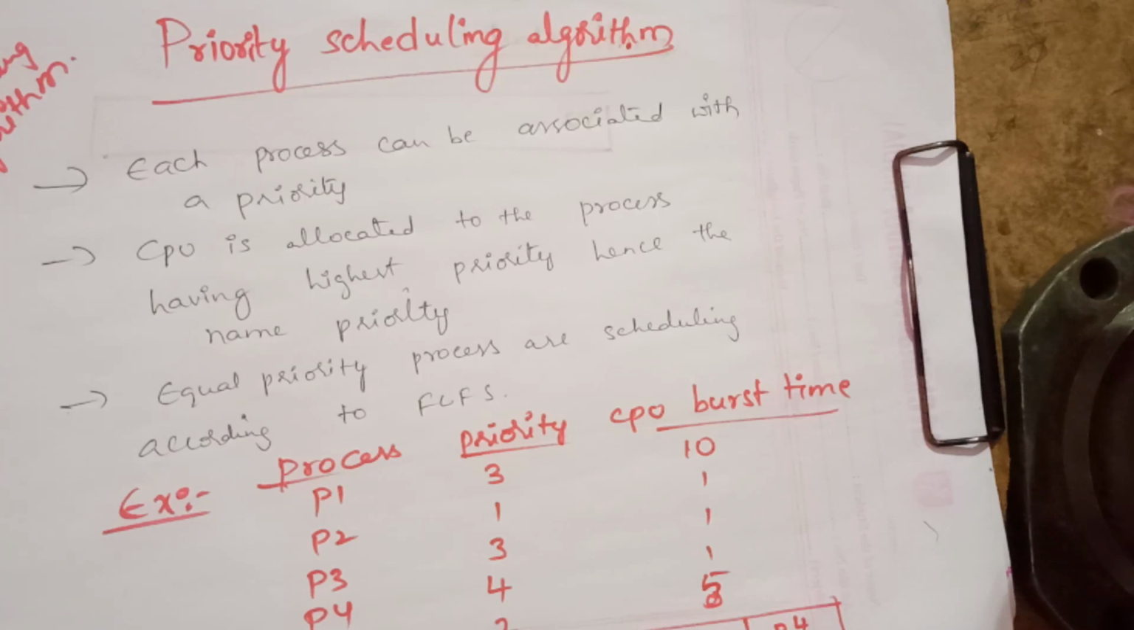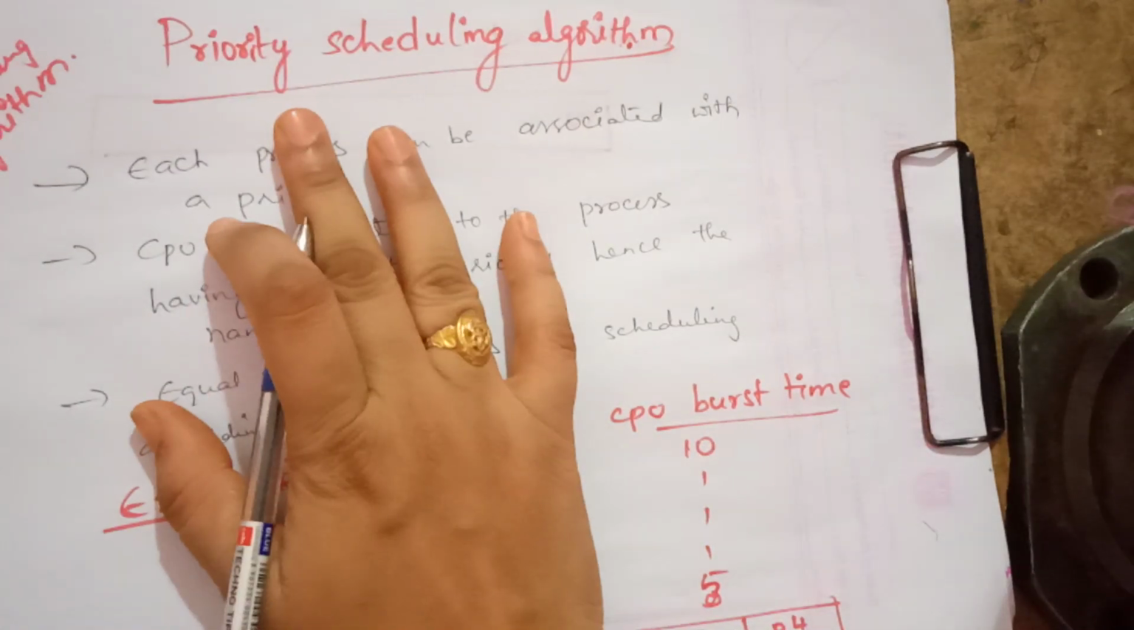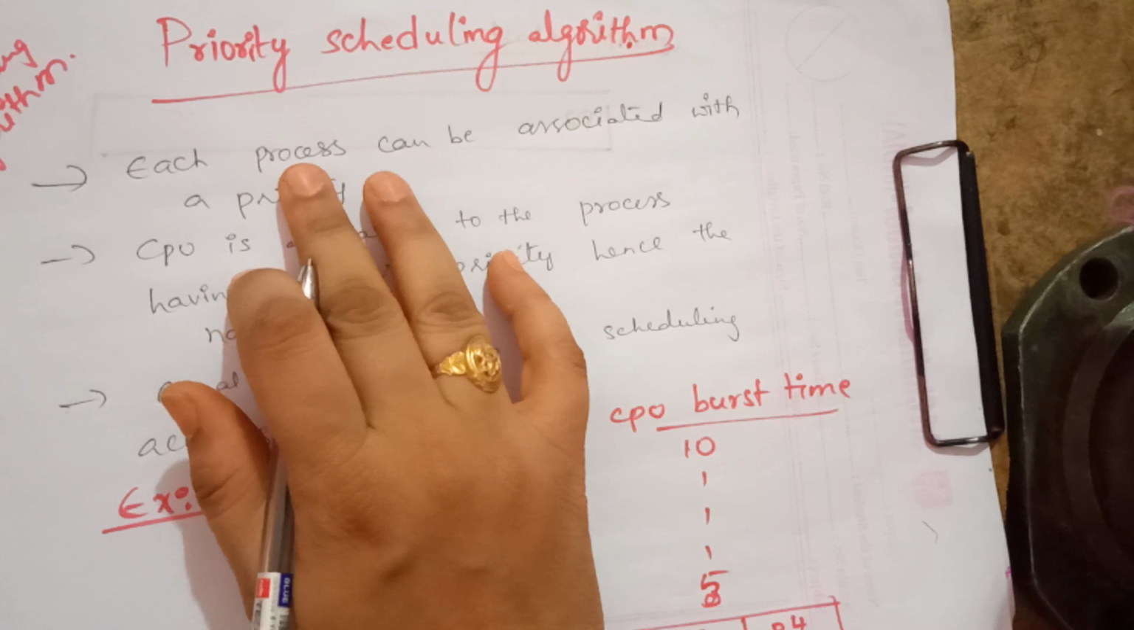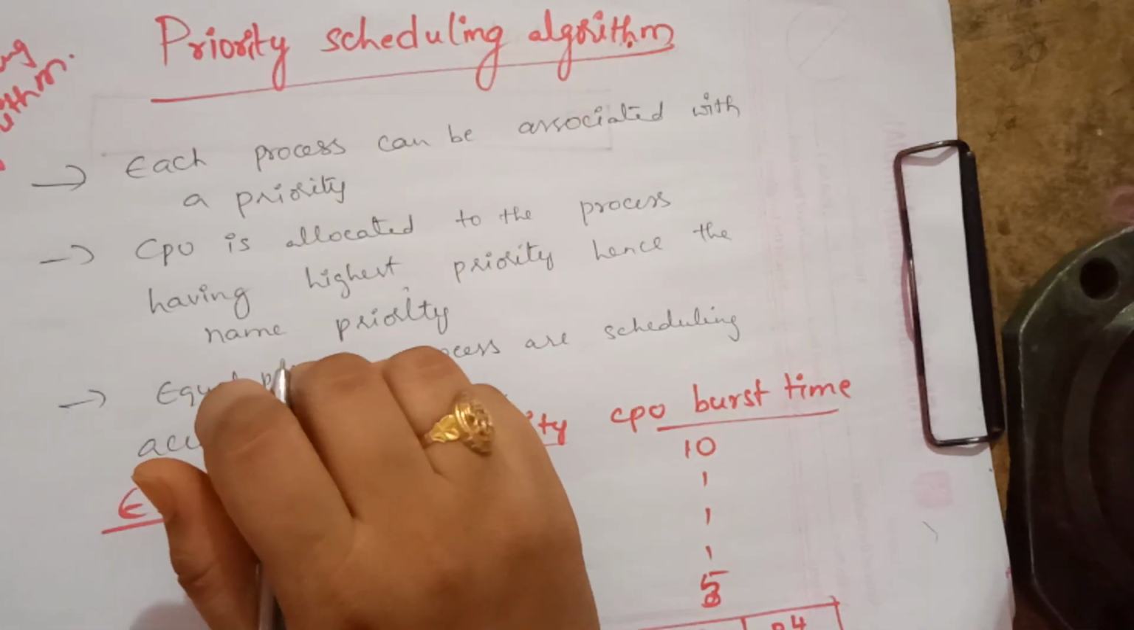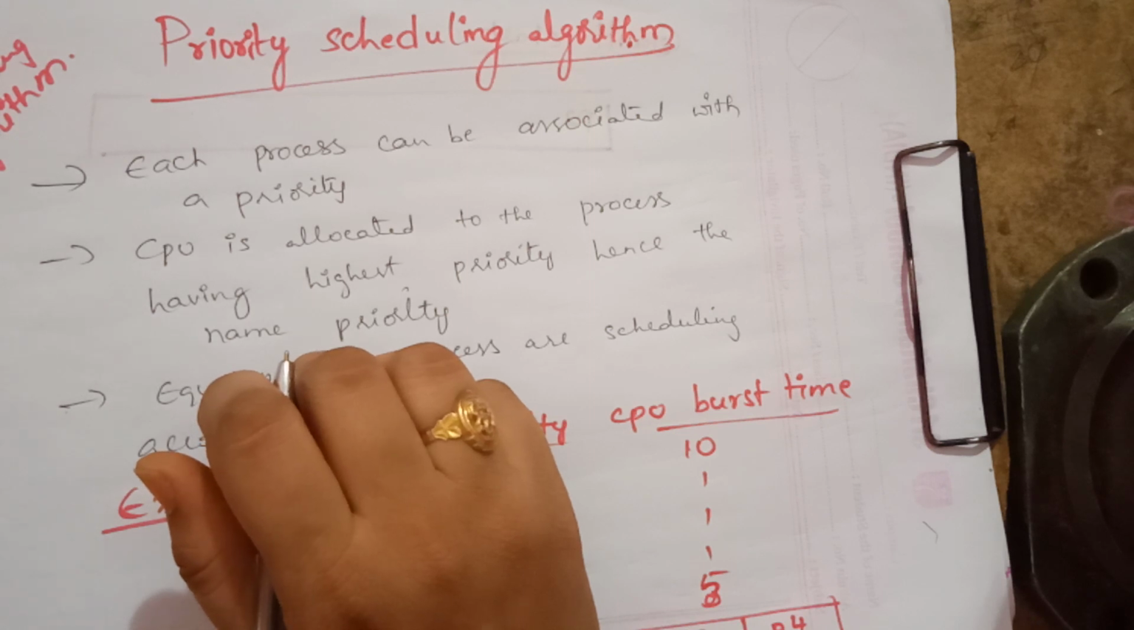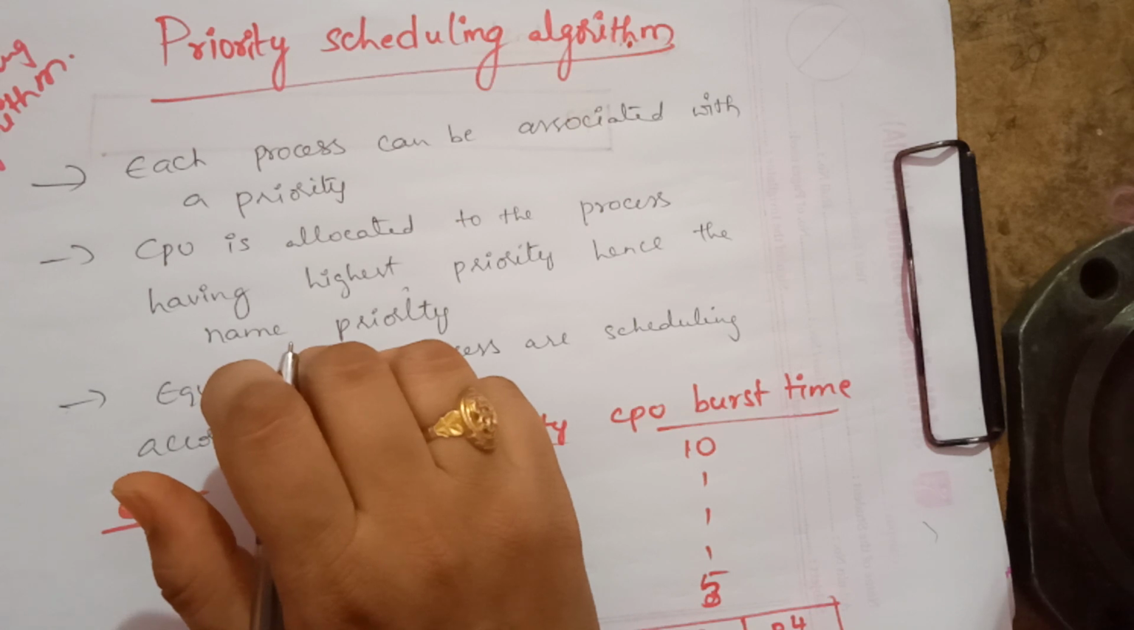Today we are going to discuss the priority scheduling algorithm. We already completed the SJF algorithm and the FCFS algorithm. The FCFS algorithm is first come, first served in nature, meaning whichever process enters the main memory first, all the resources are allocated to that process first.